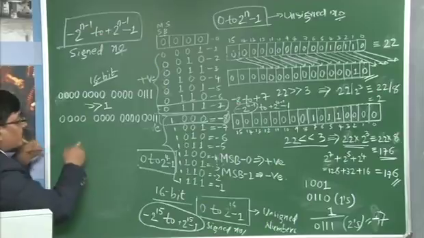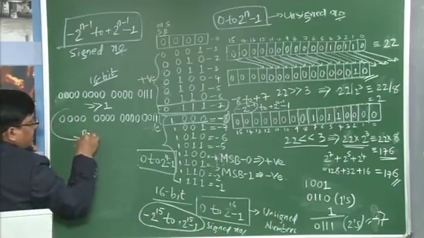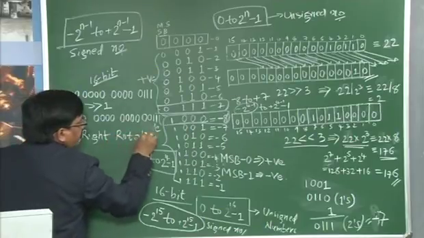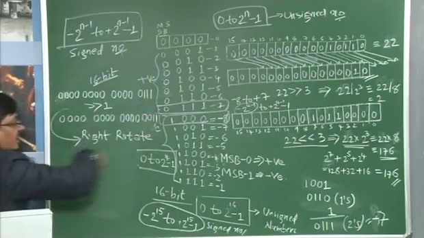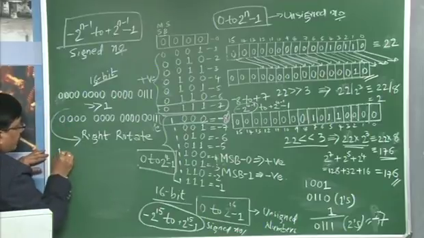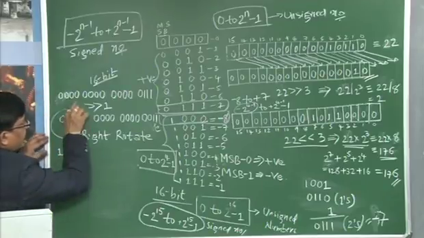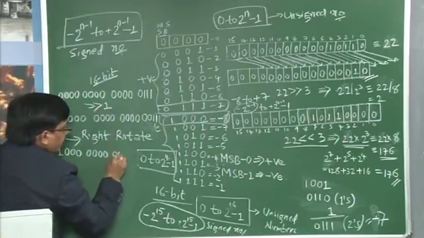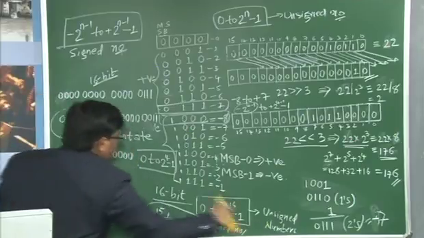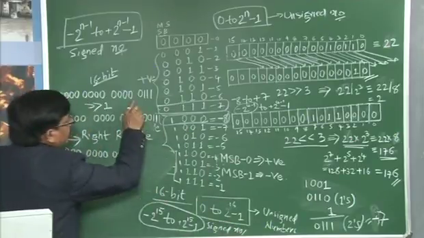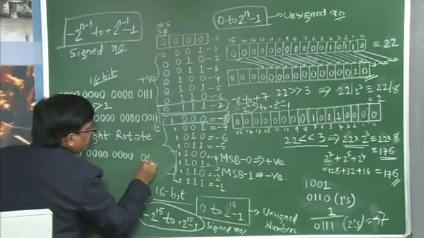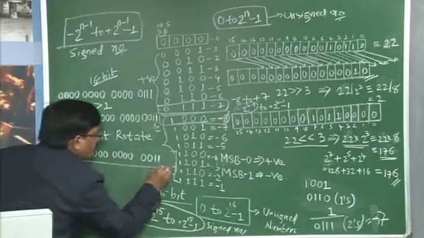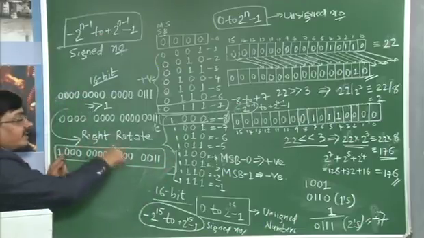But when I perform the right rotate here, the consequence is that this 1 will come to this particular position, meaning the number will be 1 0 0, then this 0 will shift here, then 4 zeros, then this 0 will shift here, then again 4 zeros, and then this 0 will shift here, 0 0, and here 1 1, because that 1 has come to this particular position. This is the value we get when you perform the right rotate, fine.